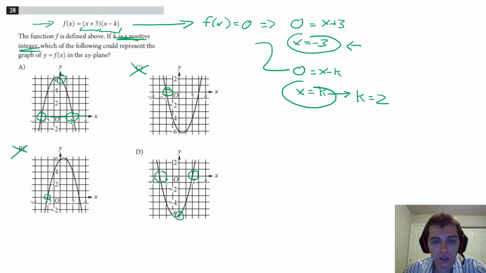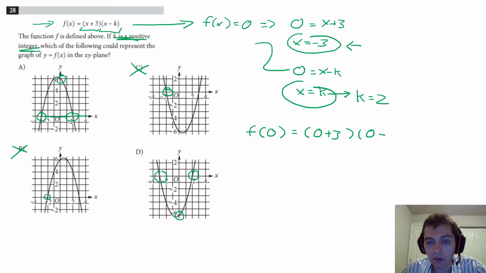So go back to your function. We need to know now f of 0. So f of 0 is equal to 0 plus 3, right? We're just plugging in 0 for x. And then 0 minus k, which we now know to be 2. And even if we didn't know it was 2, we'd still know it's a positive integer, and that's enough to get through this problem. So if you don't identify that, or maybe they had a graph such that one of them intercepts at 3 or 4, all you need to know is that it's a positive integer to get through this problem.